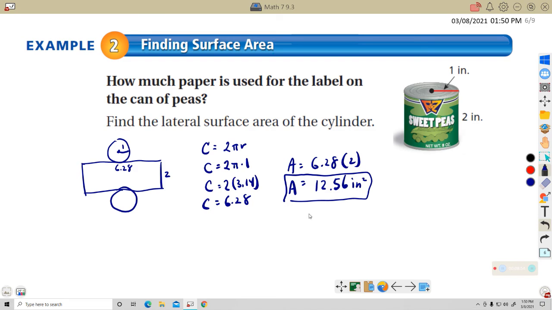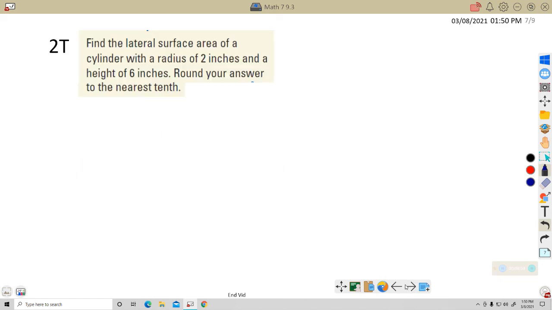Okay, so this one's a little bit easier actually, because we don't have to find the area using those area formulas for a circle for the top and bottom. Give this one a try. Again, they just want the lateral surface area. So think about that can with the paper on it. That's all we're trying to find.